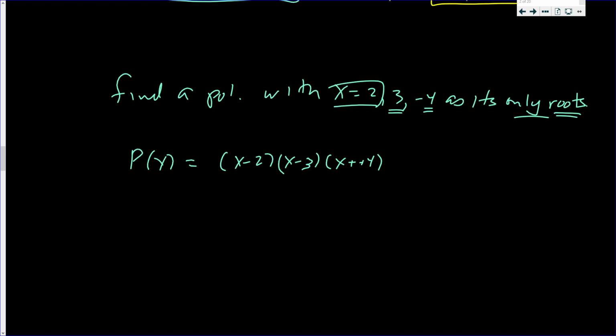Now, why did I say the word "a" versus the word "the"? Find the polynomial. That would mean that there's only one such polynomial. But that's not true. If I write a 7 here, the only roots are 2, 3, and negative 4. Or if I wrote a 17 in front. Okay, so it's not the polynomial.